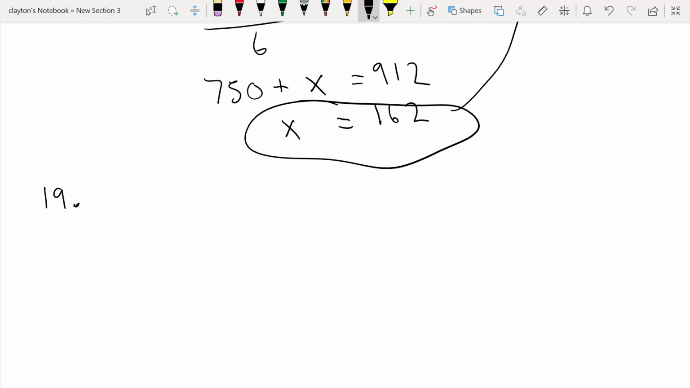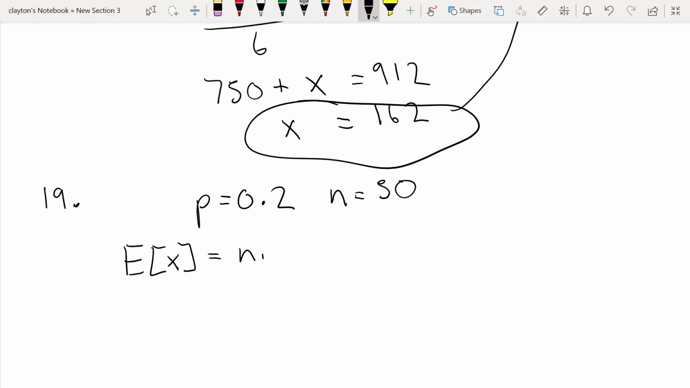It says 50 darts are thrown at a dartboard. The probability of hitting the bullseye is 0.2, right? So in this case, this is an expected value problem, but it's also expected value of a binomial distribution, in which your probability of success is 0.2, and you have 50 darts you're throwing. So you have a very nice formula for the expected value of a binomial distribution. It's just n times p, which is 0.2 times 50, which is going to be 10.